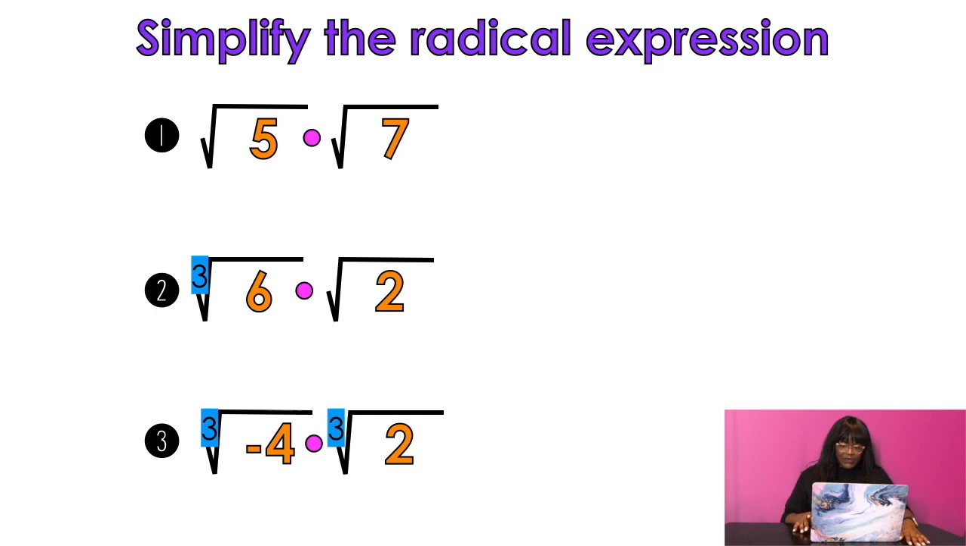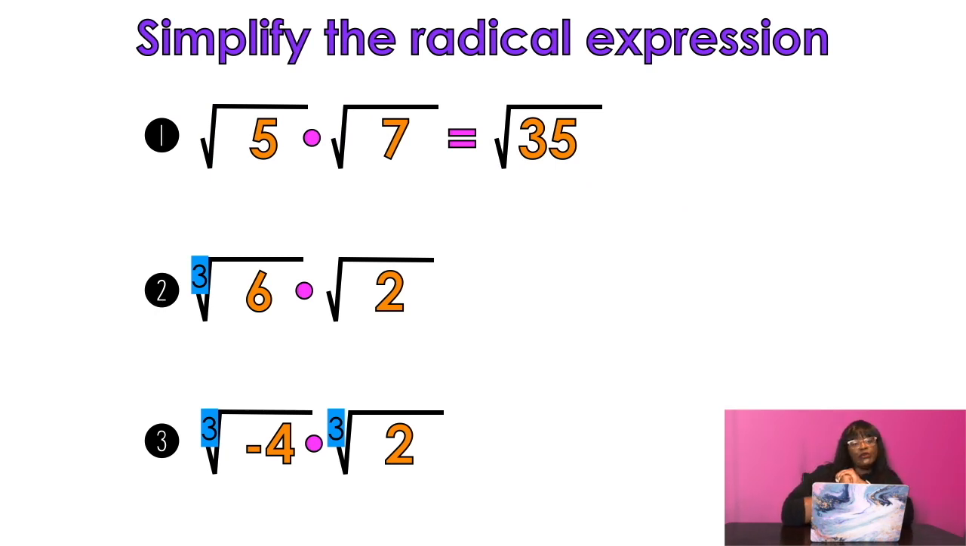Let's talk about simplifying the radical expression. So I have the square root of 5 times the square root of 7. Both of those are square roots, so I can say 5 times 7, and that equals the square root of 35.